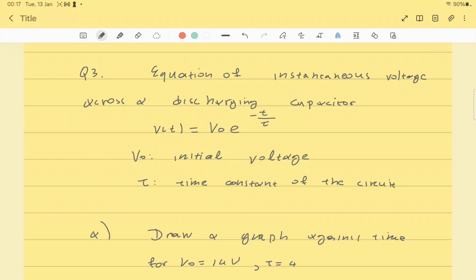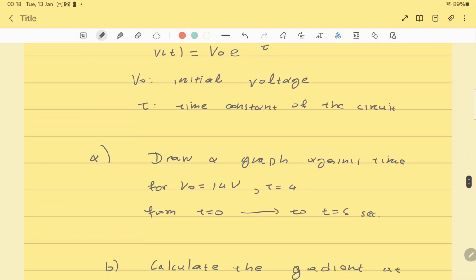We have a look at question 3, which says that you have the equation of an instantaneous voltage across a discharging capacitor as a function of time t, v of t equals v0 times exponential to the minus t over tau. v0 is the initial voltage and tau is the time constant of the circuit.